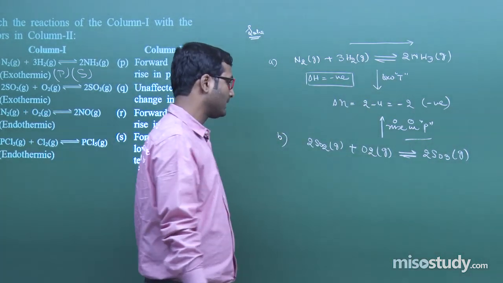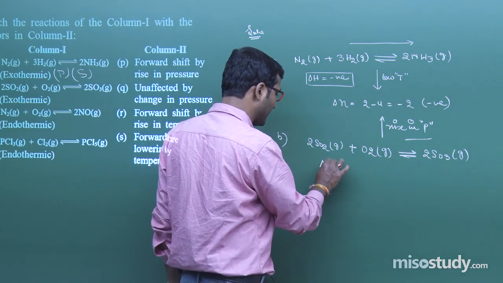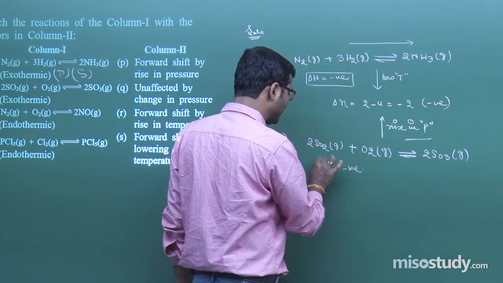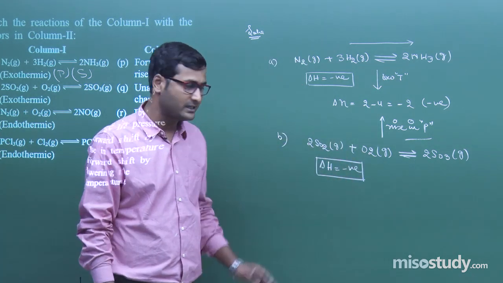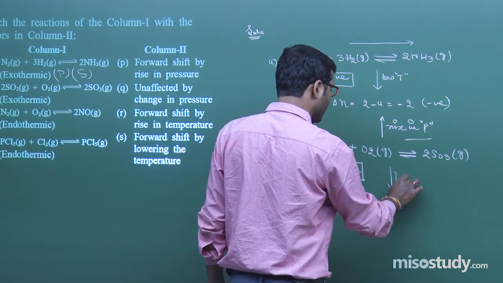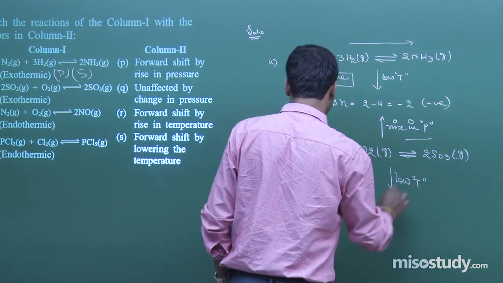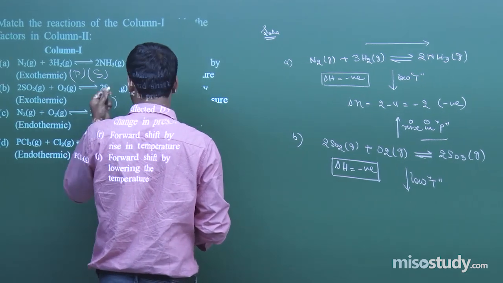Yes, definitely. Now the reaction is exothermic in nature. That is, for this question, delta H is negative. If delta H is negative, then the forward shift is always favored by lowering the temperature. So the first condition in this case, forward shift by lowering the temperature. So S is the correct option.